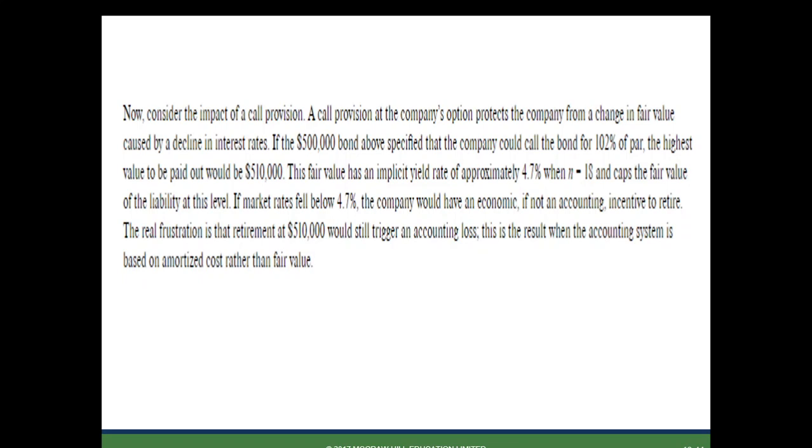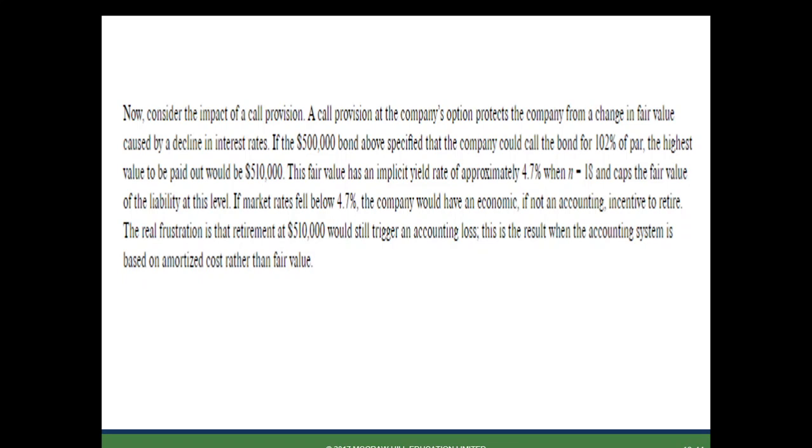So now we're going to consider the impact of a call provision. A call provision at the company's option protects the company from changes in fair value that is caused by a decline in interest rates. If the $500,000 bond that we just looked at specified that the company could call the bond for 102% of par, the highest value to be paid out would be $510,000. This fair value has an implicit yield rate of approximately 4.7% when we use an N value of 18 and caps the fair value of the liability at this level.